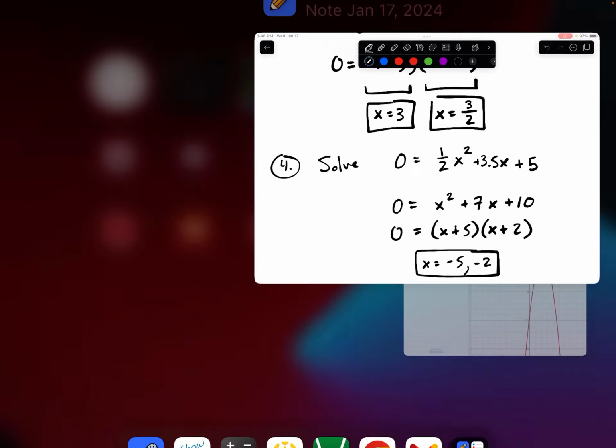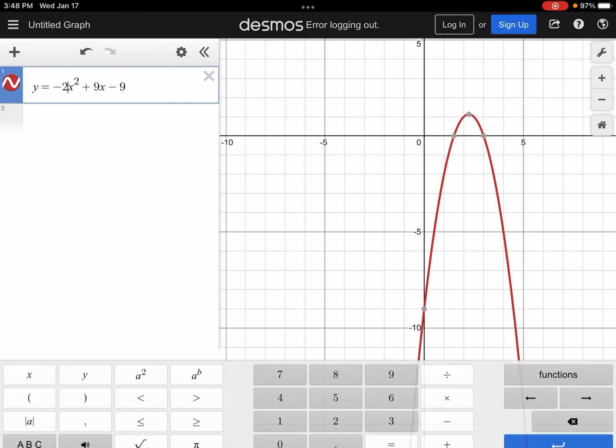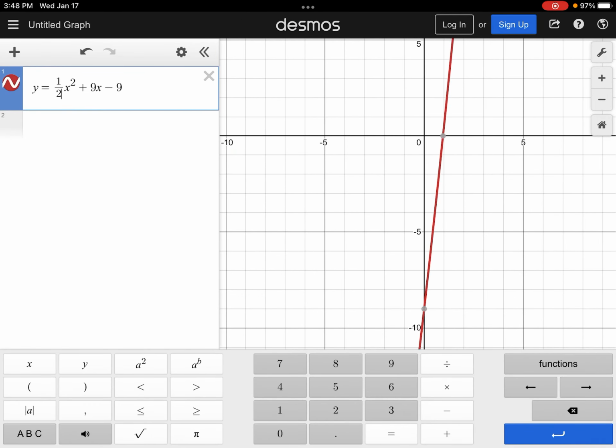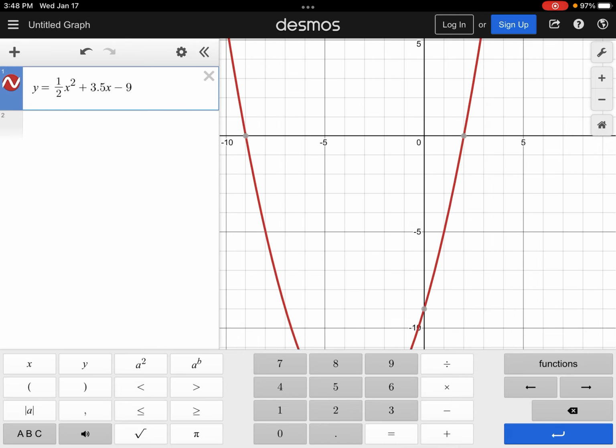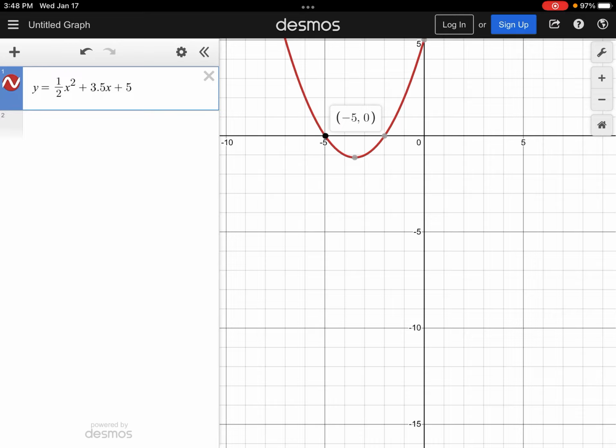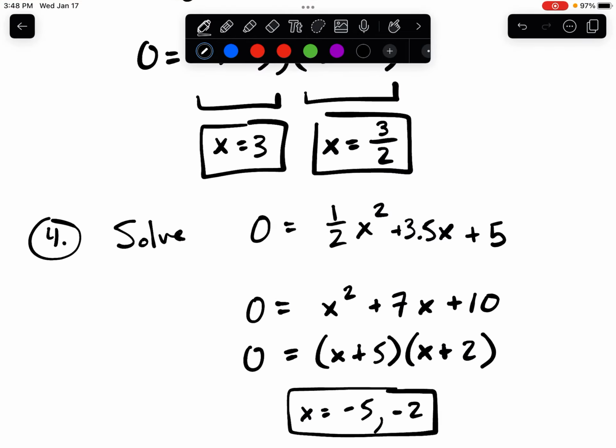Okay? And again, we can go to Desmos and we can try graphing this. We can make the first term 1/2, and we can make this 3.5x, and we can make this a 5, and we can see that we do get -5 and -2 for those x-intercepts, which does match up with what we expected to get.